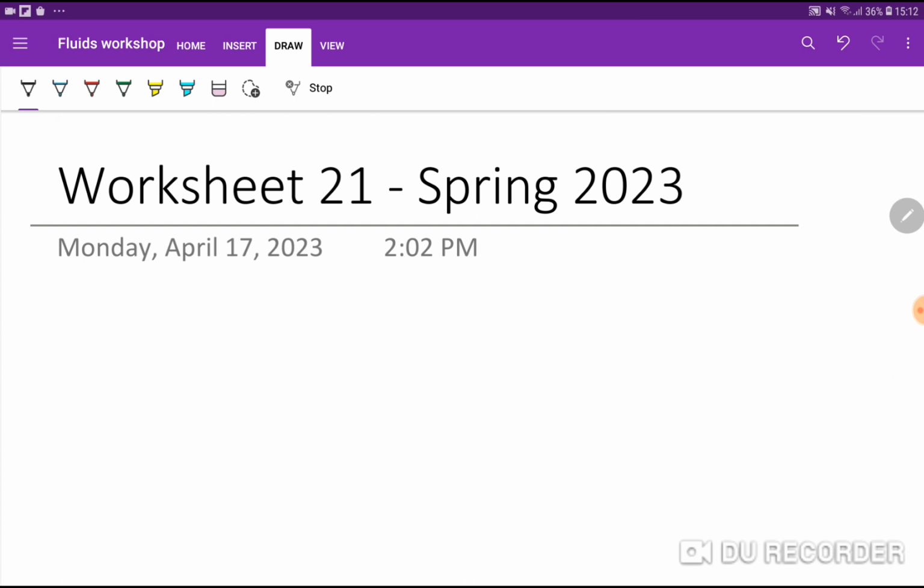The worksheet 21 is posted on Teams, if you can see it. There's two problems. The first one, I will go ahead and derive the formula for you. The second one, I will explain one problem: how do you apply the formula?